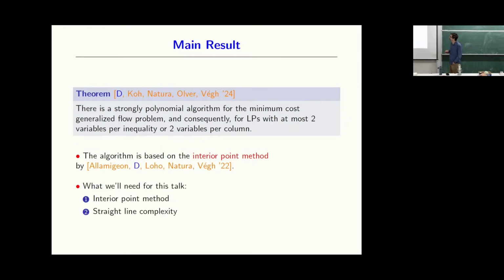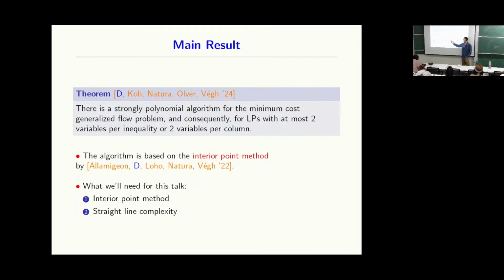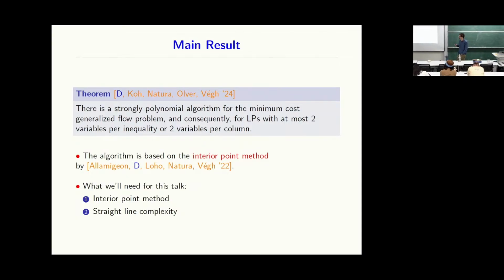Okay? Good. So the two concepts I want to get through are a very, very high-level view of what interior point methods try and do. And I'm going to abstract the most relevant property of them. And that will get us to a complexity measure, which we call straight line complexity. And the whole goal will be to show that for the LPs that come from minimum cost generalized flow or the dual, this complexity measure is small.